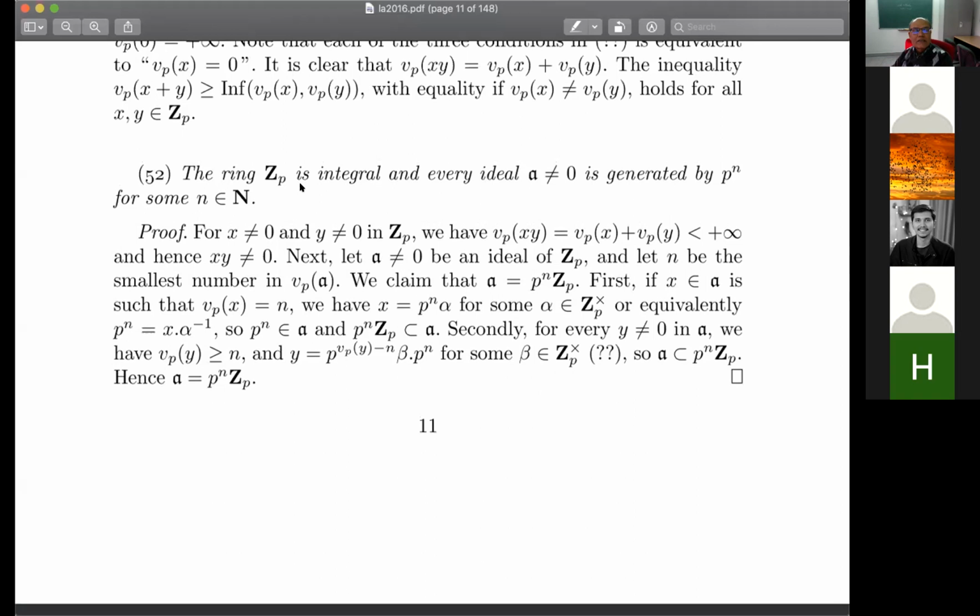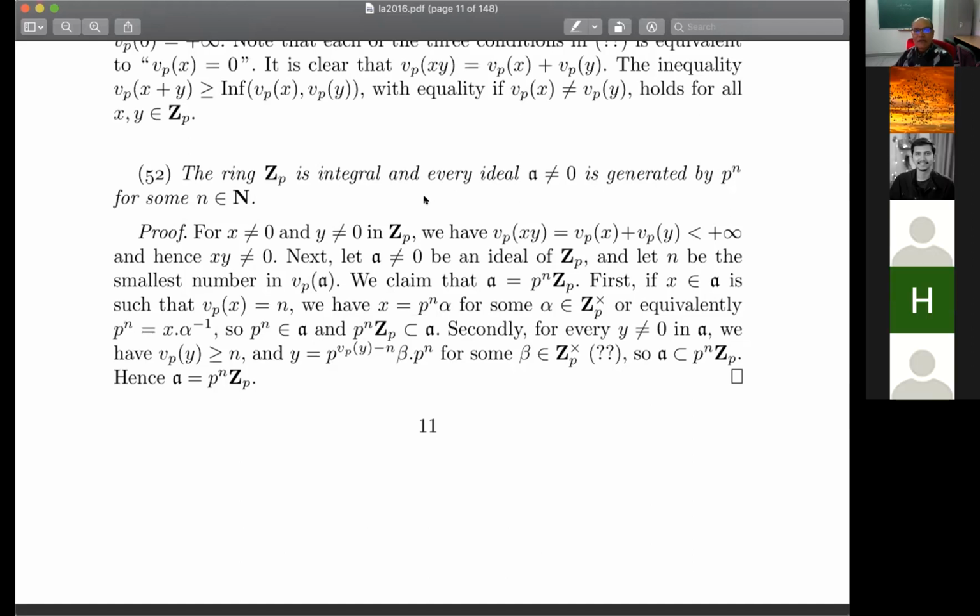Now this statement says that the ring Zp is integral in the sense that the product of any two non-zero elements is non-zero, and moreover, every non-zero ideal in this ring is generated by an appropriate power of p, right? So basically the ideal theory of this ring is very simple. You have this element p, it generates an ideal p Zp, and all the other non-zero ideals are powers of this ideal.